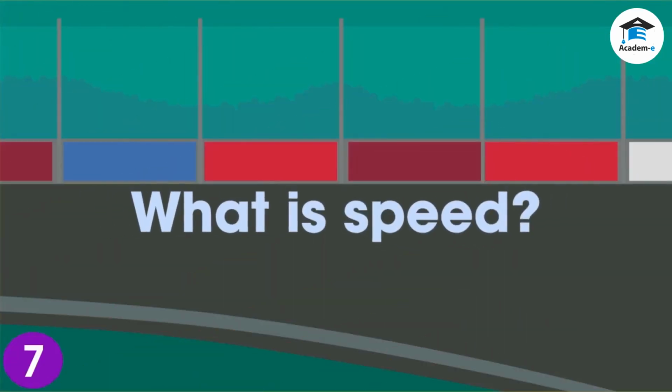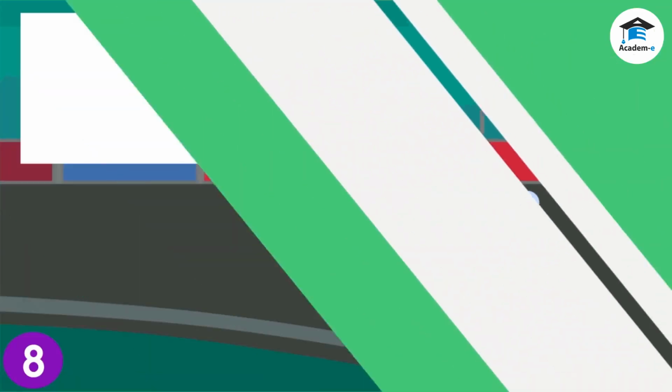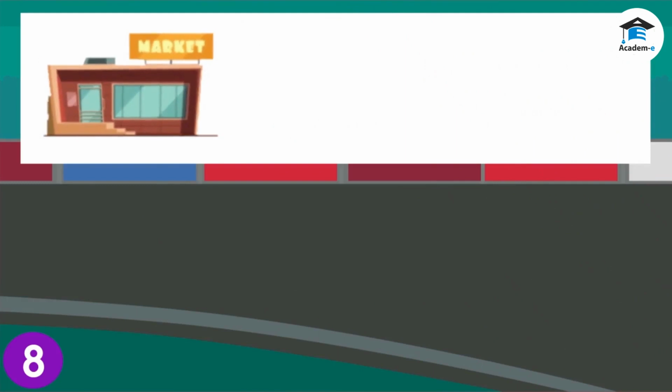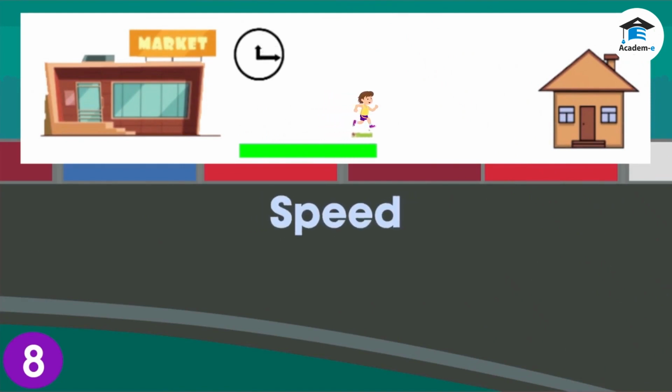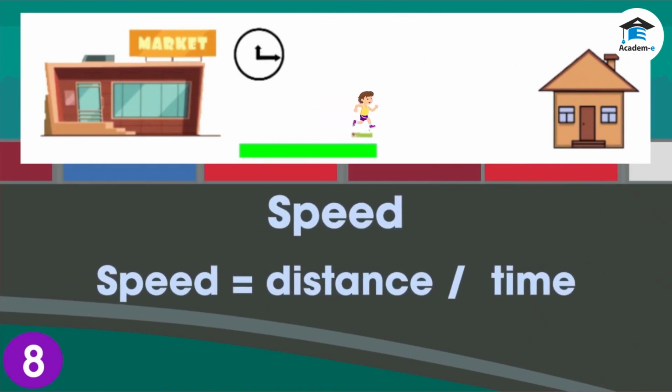What is speed? When traveling, we can compare the distance we travel to the time it takes to cover that distance. The ratio comparing these two units or rate is called speed. Speed is given by the rate distance over time.